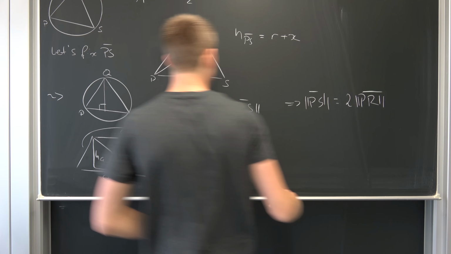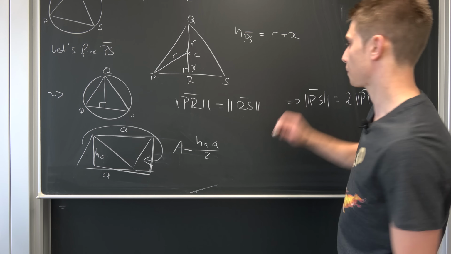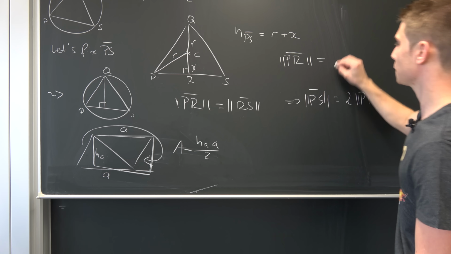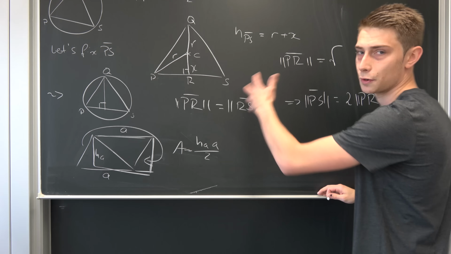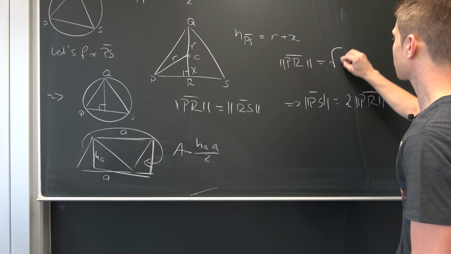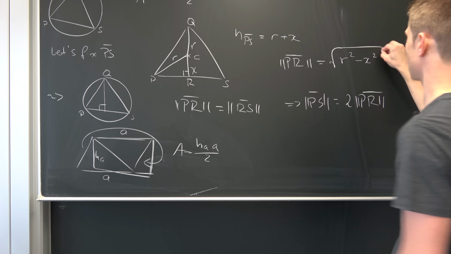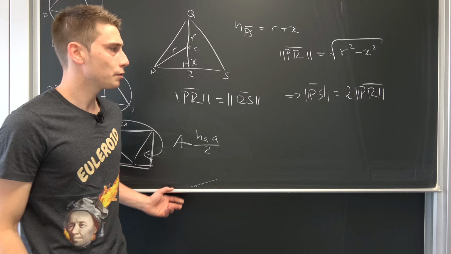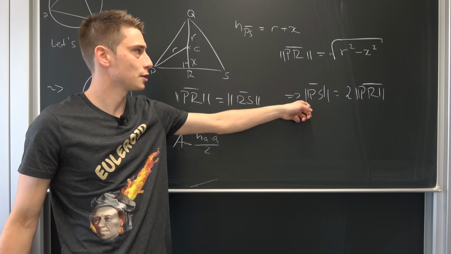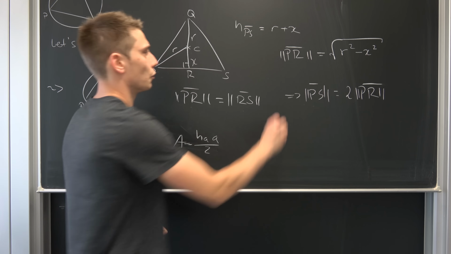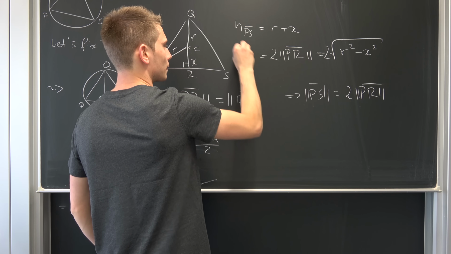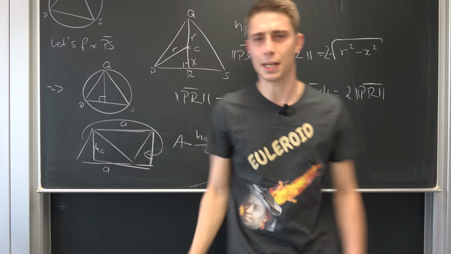And by our Pythagorean theorem, we know that the side PR right here is nothing but the square root, positive square root. We are in the Euclidean space, so all side lengths are positive. R squared minus X squared. And you know, PR is nothing but 1/2 PS. So if we multiply, 2 times this stuff right here is nothing but our PS. Yeah, let's put it that way.